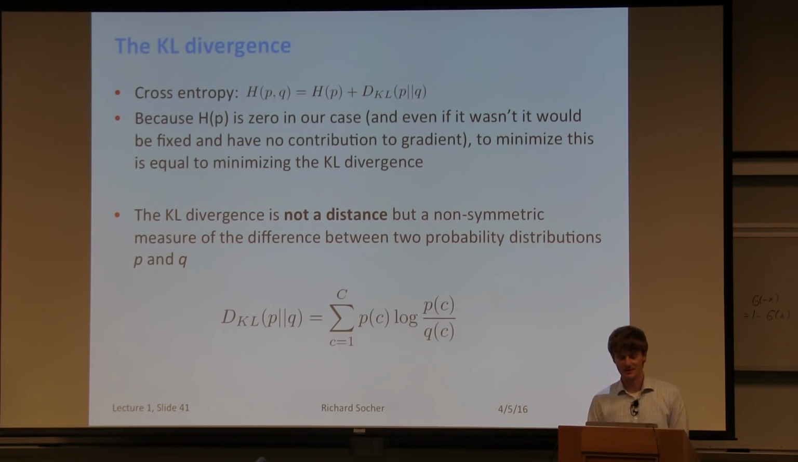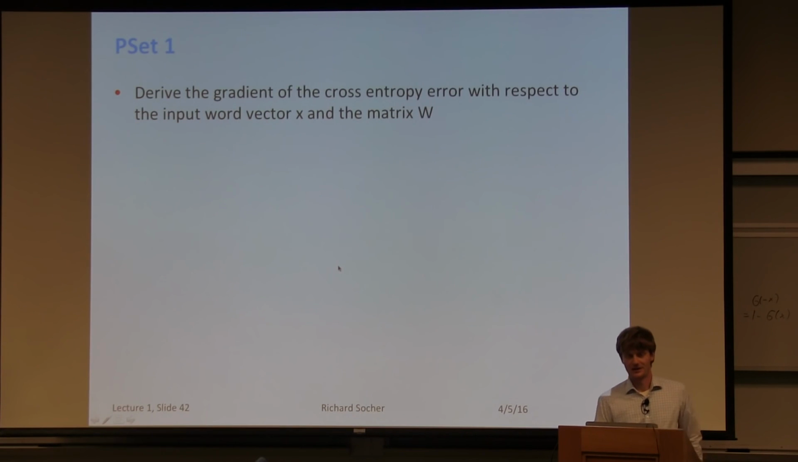Sometimes people mistakenly say that KL divergence is a distance. It's not a true distance because it's a non-symmetric measure. Again, it's just background, so don't worry if that was a little too fast. In problem set 1, you'll derive the gradients of the cross entropy error with respect to all the different input word vectors and the matrix W of the softmax. That will familiarize you with the concepts to exactly the degree that you need for the class.